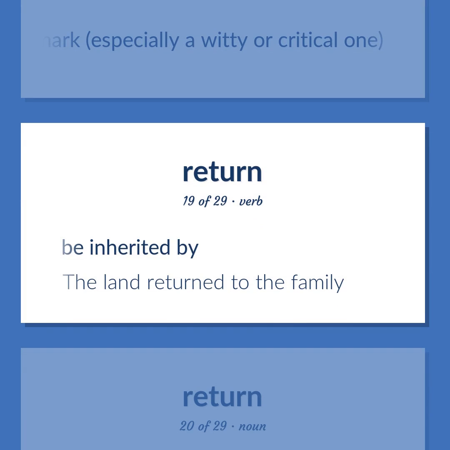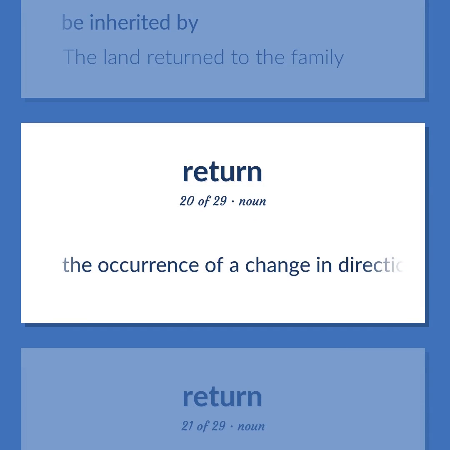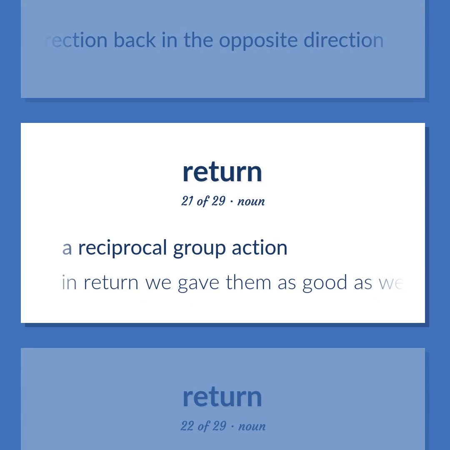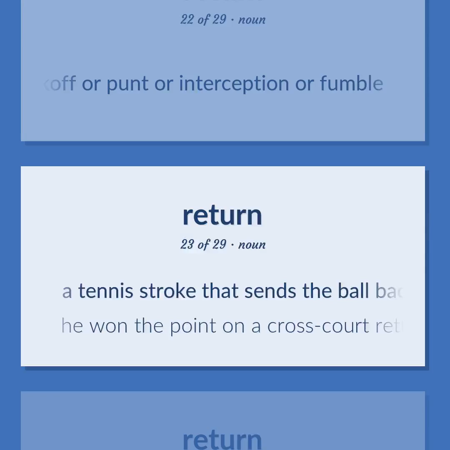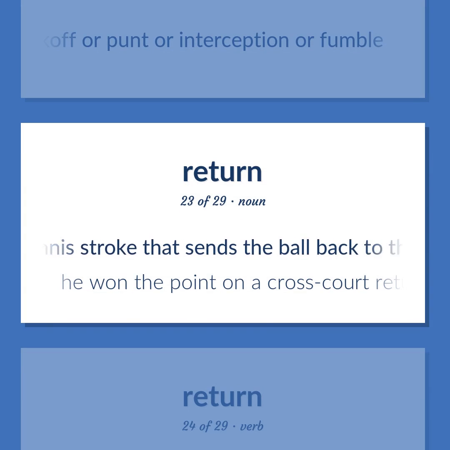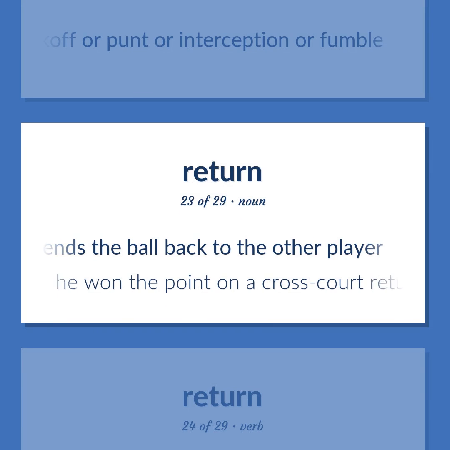Be inherited by. The land returned to the family. The occurrence of a change in direction back in the opposite direction. A reciprocal group action. In return, we gave them as good as we got. American football: the act of running back the ball after a kickoff or punt or interception or fumble. A tennis stroke that sends the ball back to the other player. He won the point on a cross-court return.